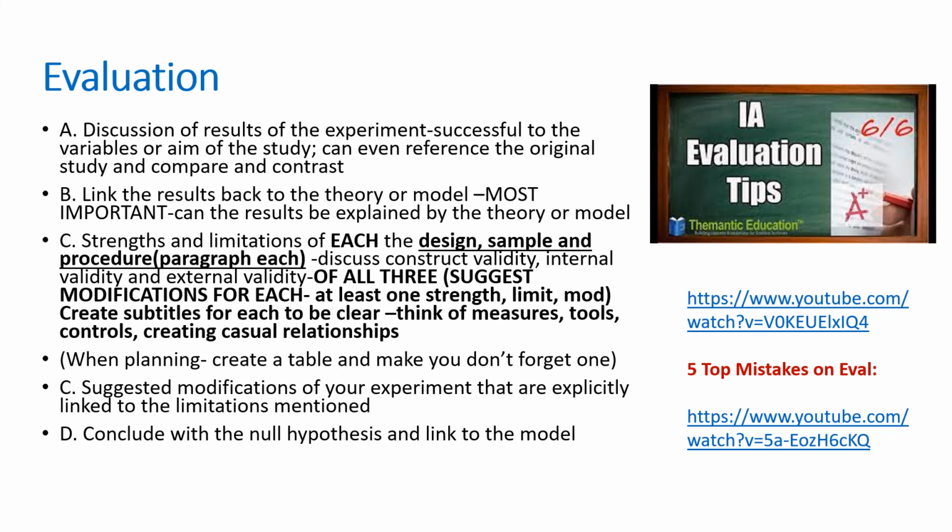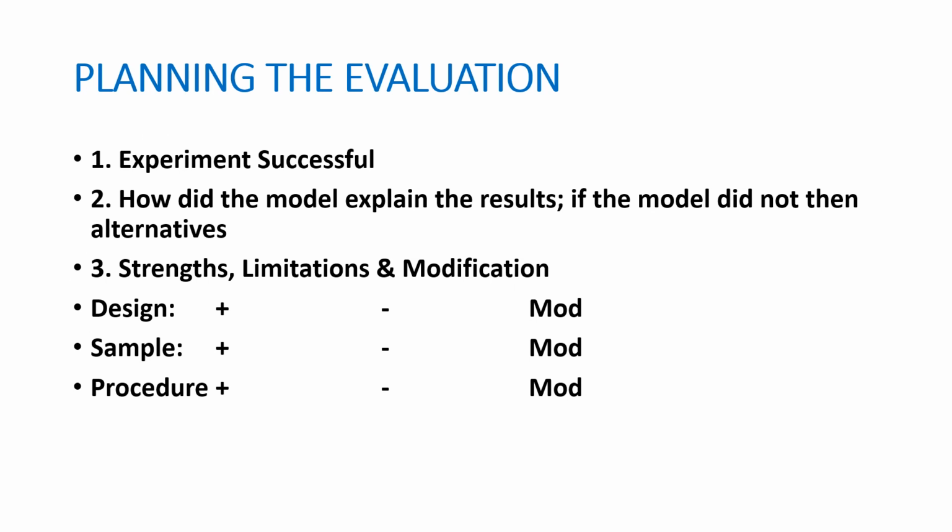And then you're going to conclude on the null hypothesis and link it back to the model, like was the null hypothesis proven and so forth. In the planning of the evaluation, besides the theory or model, this might be a good tool for you to use. If the experiment was successful, talk about how the model explained the results; if not, give the alternatives. You may want to come up with a chart of design, sample, and procedure, and then strength, limitation, modification for each, and then turn those into sentences. That way you can do a paragraph for the design, a paragraph for sample, and a paragraph for procedure, and you have some good information there.